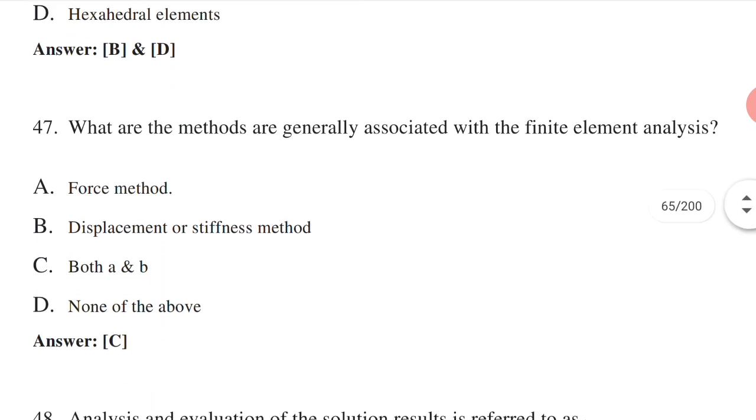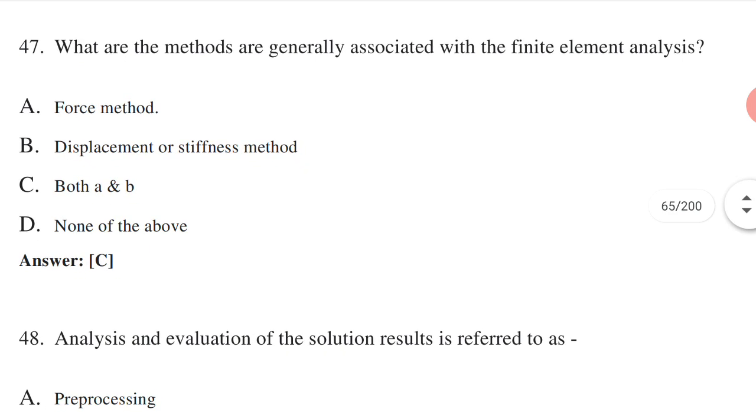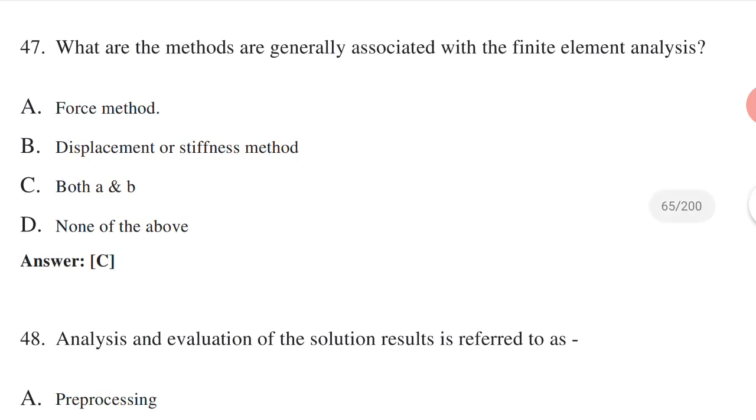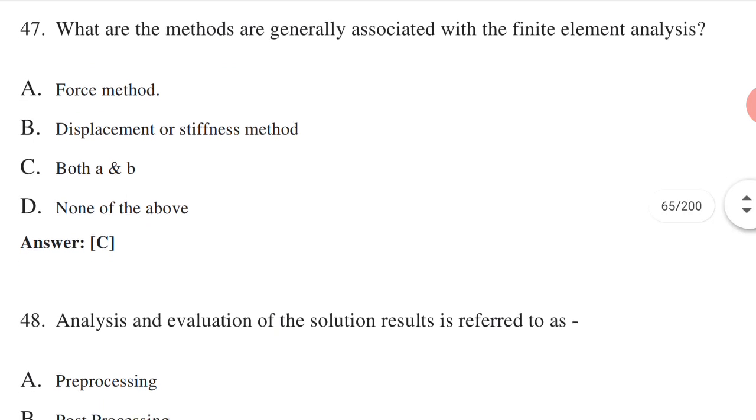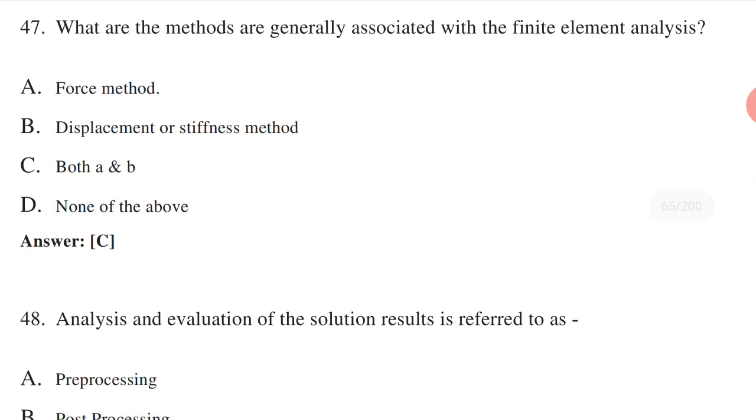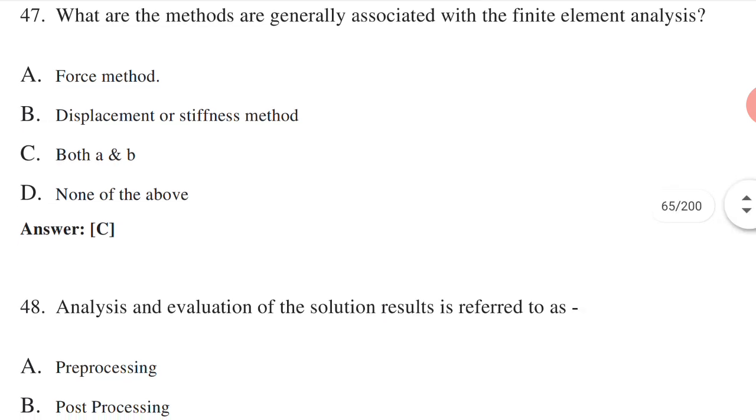So, next question is, what are the methods which are generally associated with finite element analysis. We know that the force method and the displacement or stiffness method are both associated with finite element analysis. So, undoubtedly the answer is C.